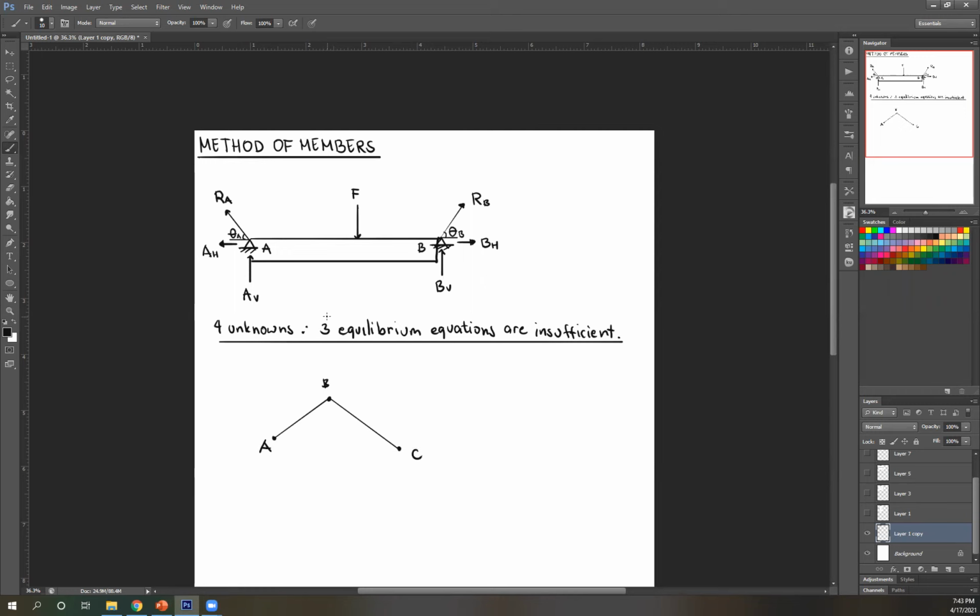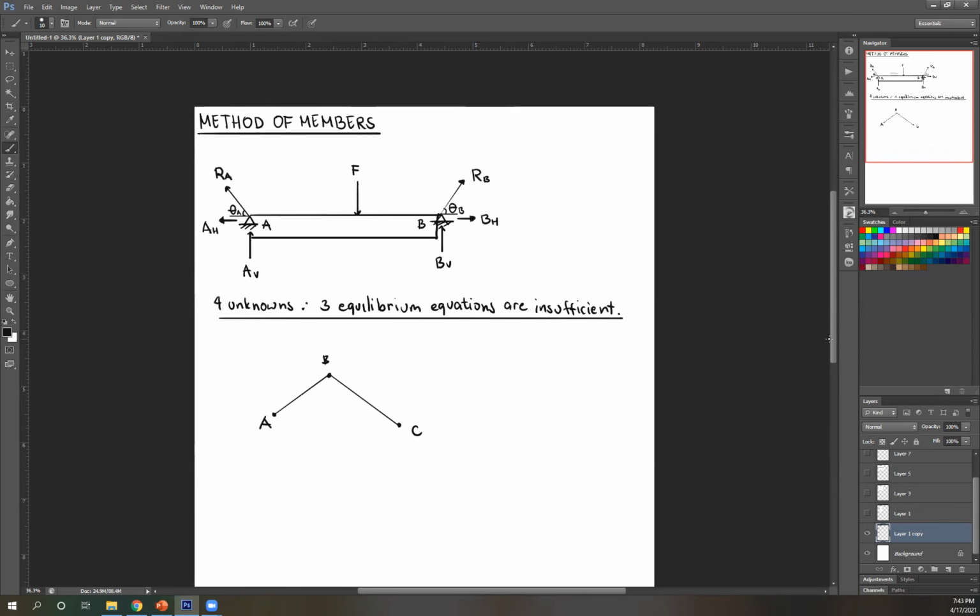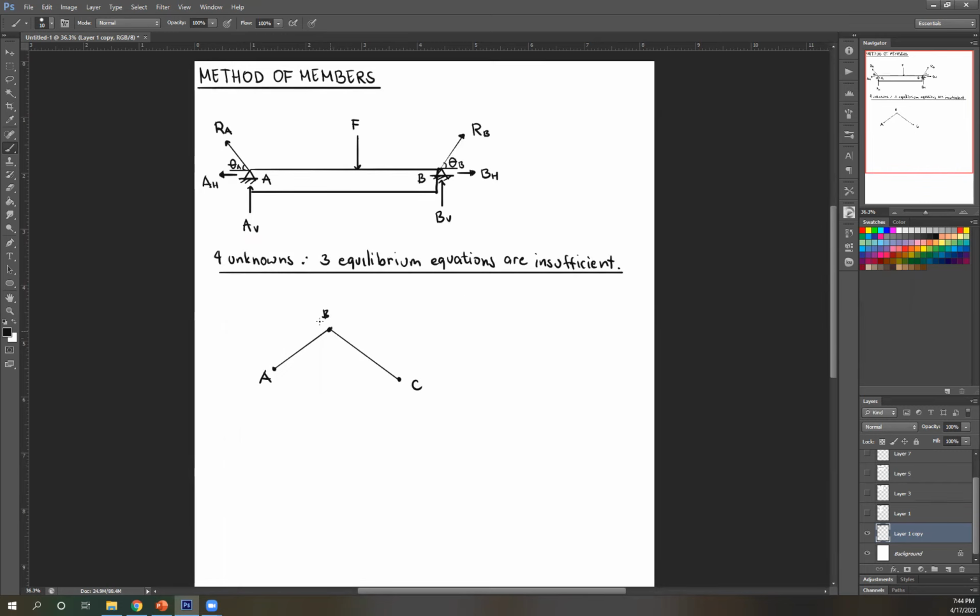So for method of members, what happens is you isolate the actual members themselves. Remember, for method of joints, you isolate the joint. For method of sections, you use a cutting plane, then isolate either the left or right side of your structure. Method of members, you're isolating the members themselves. So let's say we isolate AB. You're going to draw a free body diagram of that.